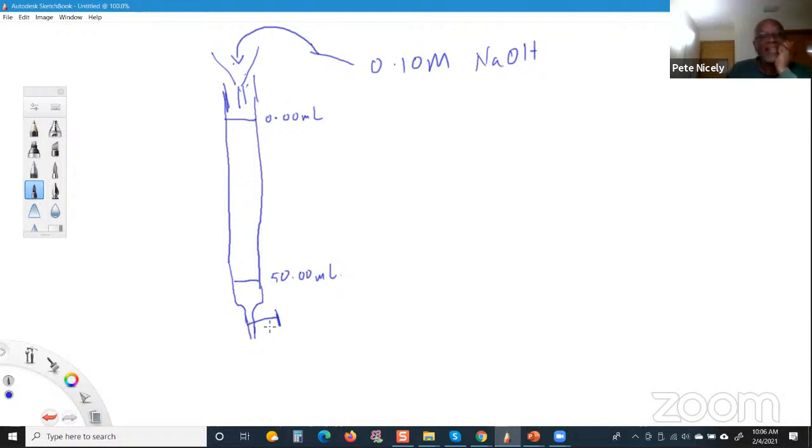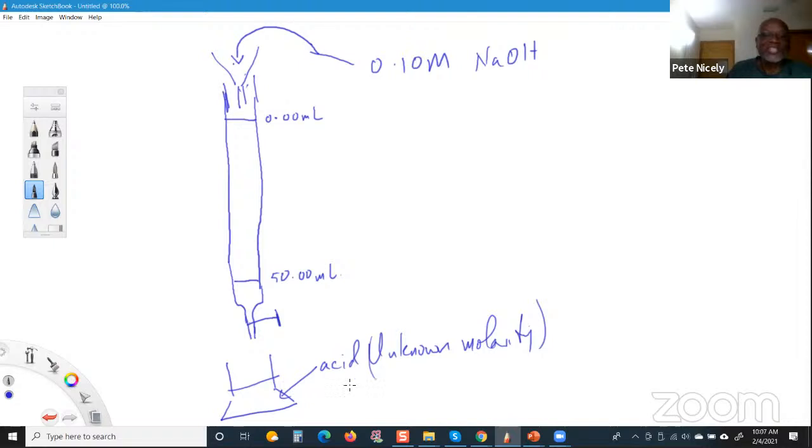Typically what you do is add your base until you get to the 0.00 mark or close to it. You don't have to get exactly 0.00, as long as you can record the initial volume reading. And then you have your acid down here in a flask, usually. So this would be your acid solution. Let's say that you don't know what the molarity is. So the aim of this exercise is to determine the molarity of your acid solution.